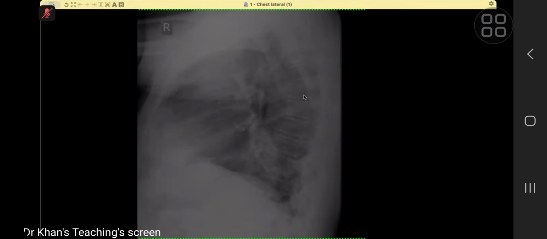Yes, I can see the opacity in the right cardiophrenic angle. To say it's in the anteriorly placed compartment at the cardiophrenic angle. Do you think anything is abnormal in this region? Yeah, I was pointing out this.